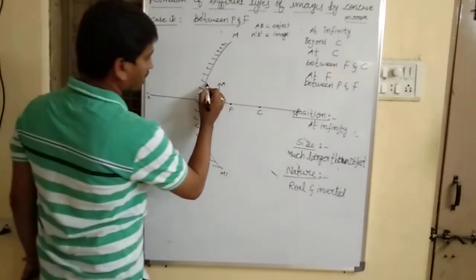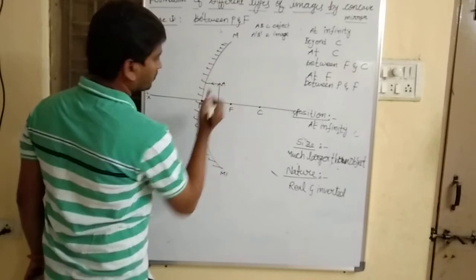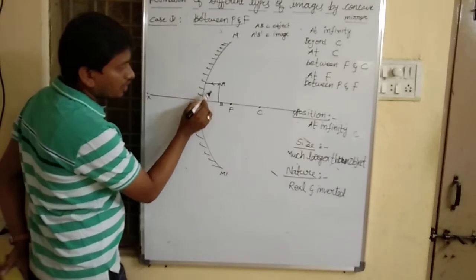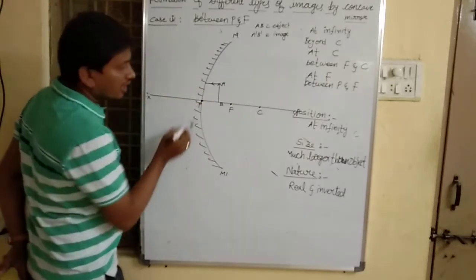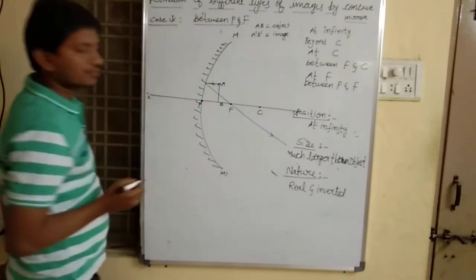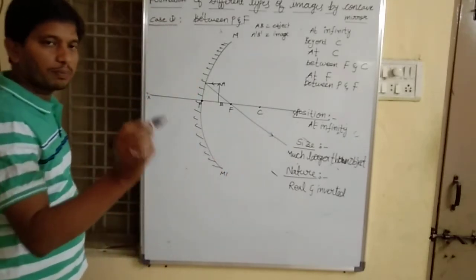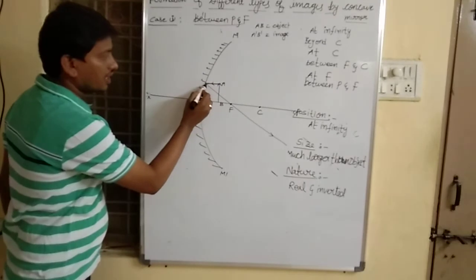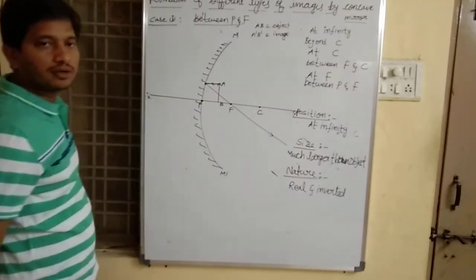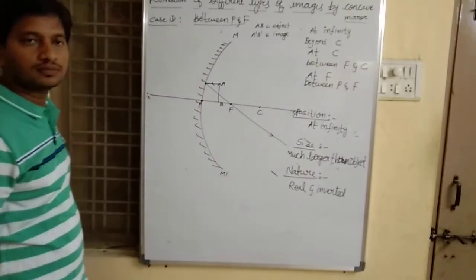Okay, this is our first incident ray, which is parallel to the principal axis. After reflection, it must pass through the focus. Got my point? This is my first incident ray. After striking the mirror, it reflects back through the focus.